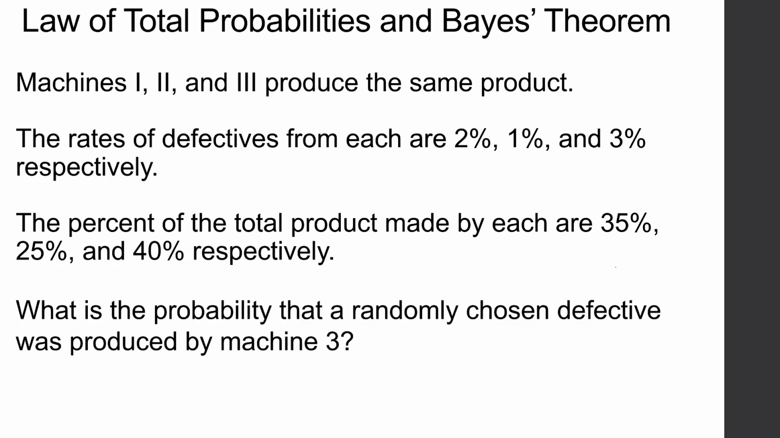All right, so now let's apply this to a different example. Suppose we have machines 1, 2, and 3 producing the same product, and the rates of defectives from each are 2%, 1%, and 3% respectively, meaning 2% for machine 1, 1% for machine 2, and 3% for machine 3. And then suppose the percent of the total product made by each machine are 35, 25, and 40% respectively. So 35% come from machine 1, 25 from machine 2, and 40% from machine 3. And we want to find the probability that a randomly chosen defective was produced by machine 3.